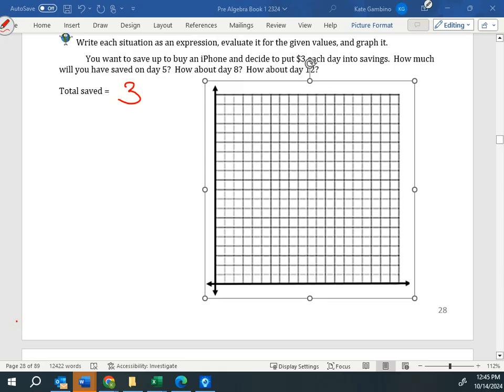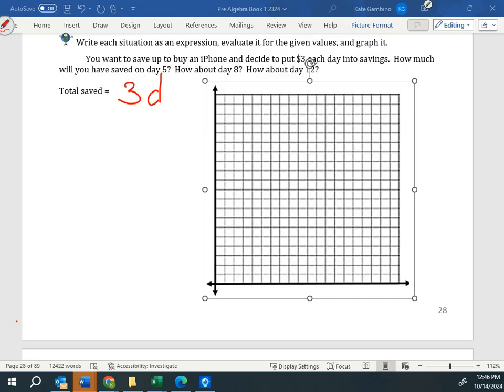So what am I going to do with the 3 and the day? What operation do you think I'm going to need to do? Multiplication. If it's $3 every day and it's 8 days, well, I need to multiply 3 times 8. So my expression is 3 times that D for day.